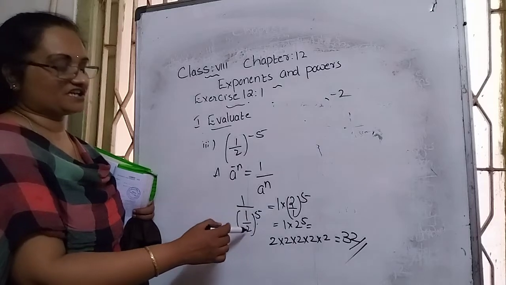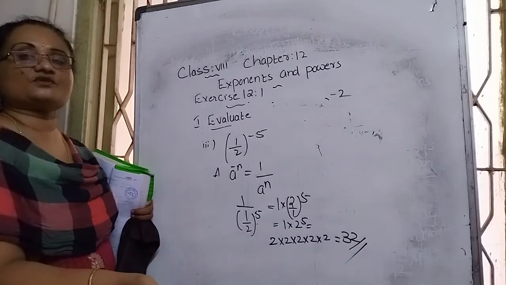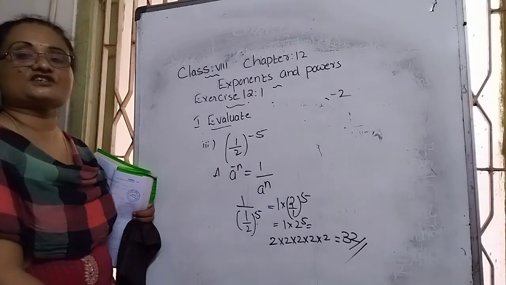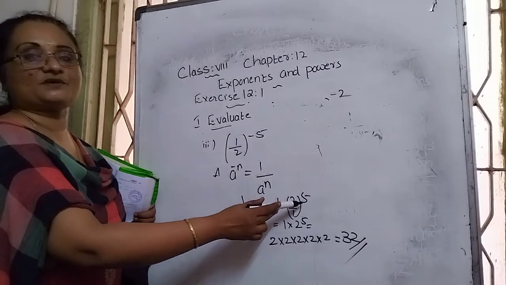Then the denominator has a fractional number. When a fractional number comes, how do we remove it? Write the reciprocal. The reciprocal of 1 by 2 becomes 2 by 1, and the power is 5. That's why the power comes here.